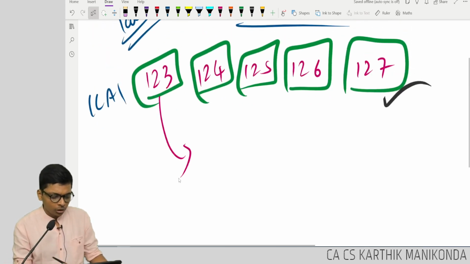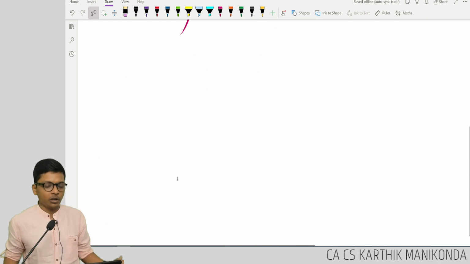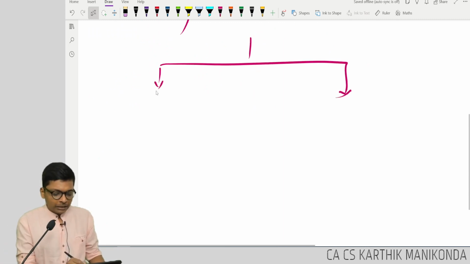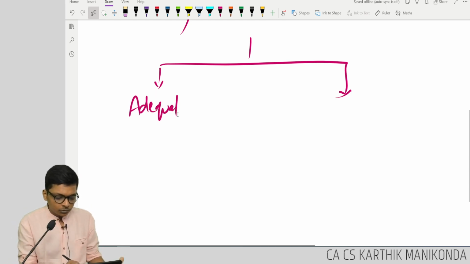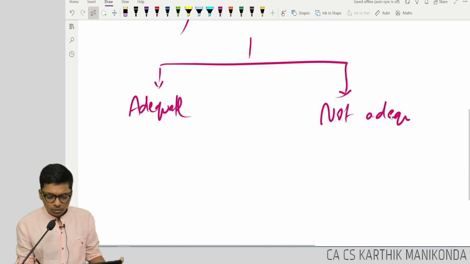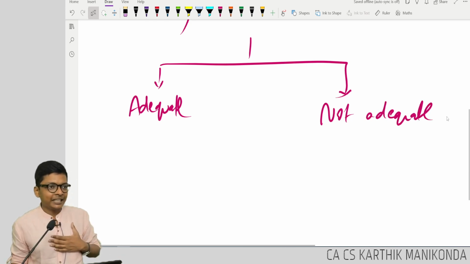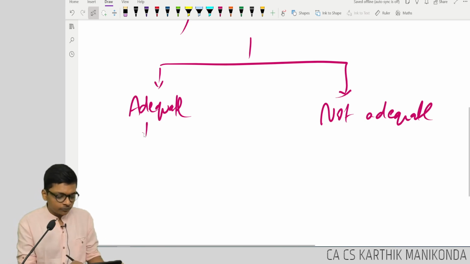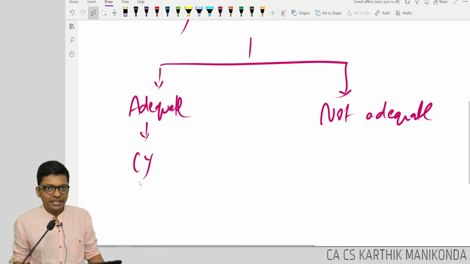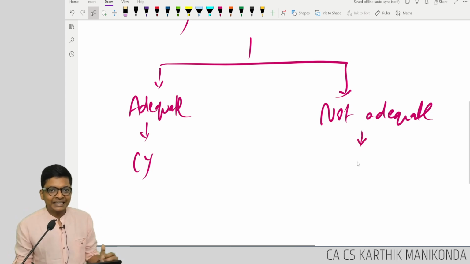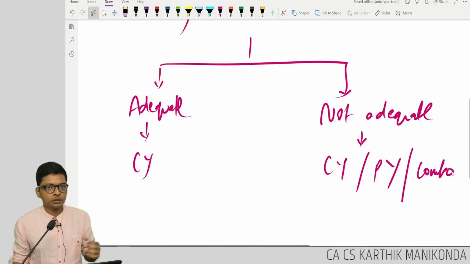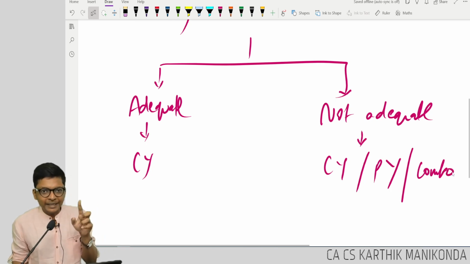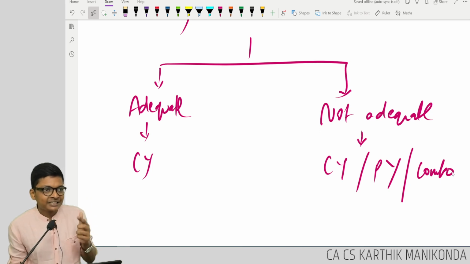We mainly saw 123. From the exam viewpoint, what did we see? We saw a company can declare dividend whether it has adequate profits or not adequate profits. If it has adequate profits, it will declare dividend using current year profits. If it's not having adequate profits, it declares using current year or previous year profits or a combination of both. Not adequate does not mean loss. It can be loss, but it can also be that profit is not sufficient.